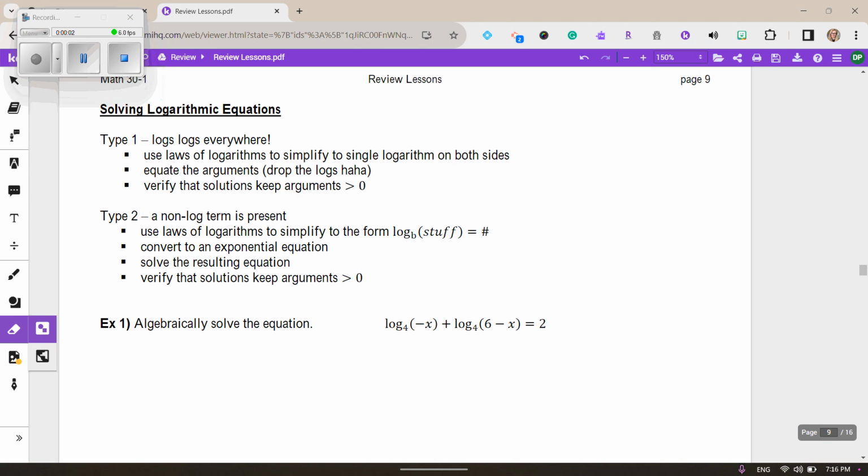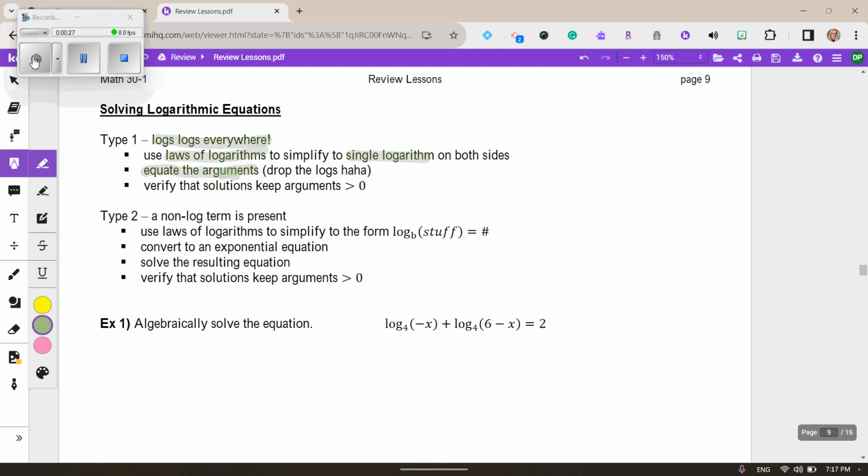This Math 30-1 review lesson is on solving log equations. There are two main types that you need to be on the lookout for. The first one is when there's logs everywhere. If there's logs everywhere, you're going to use the laws of logs to simplify until you get to a single log on both sides. Once they are the same log on both sides, then you can equate the logs. Drop the logs, so to say.